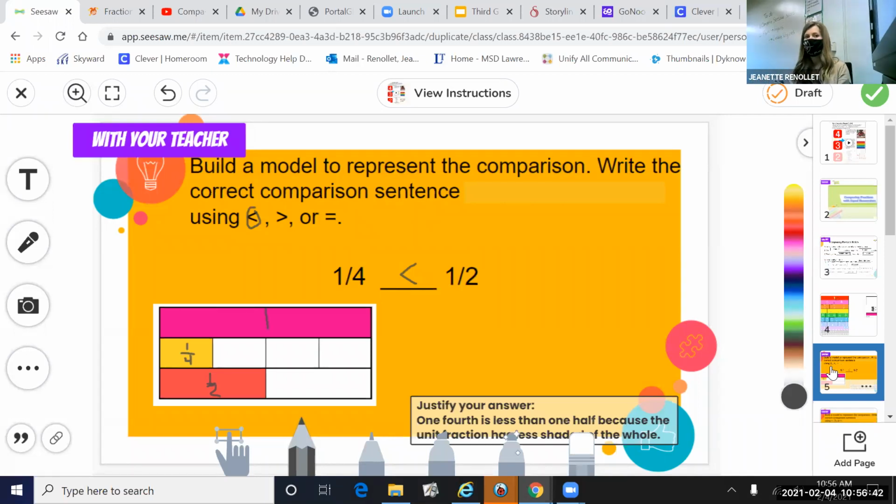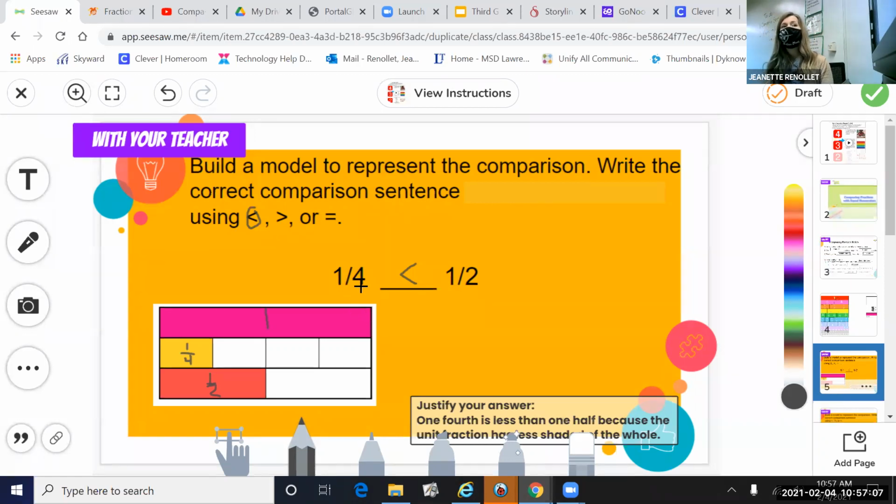Greatest. I'll put it for you. Click on slide number 5, please. And let's look at this example together. All right, look with your eyes. Build a model to represent the comparison. Write the correct comparison sentence using less than, greater than, or equal to.